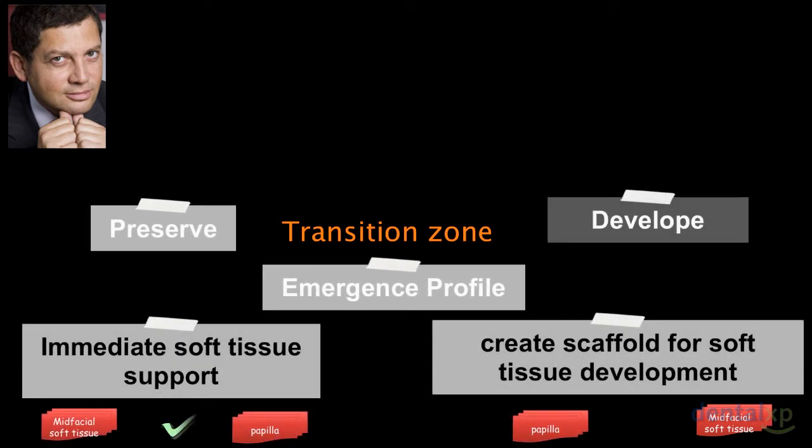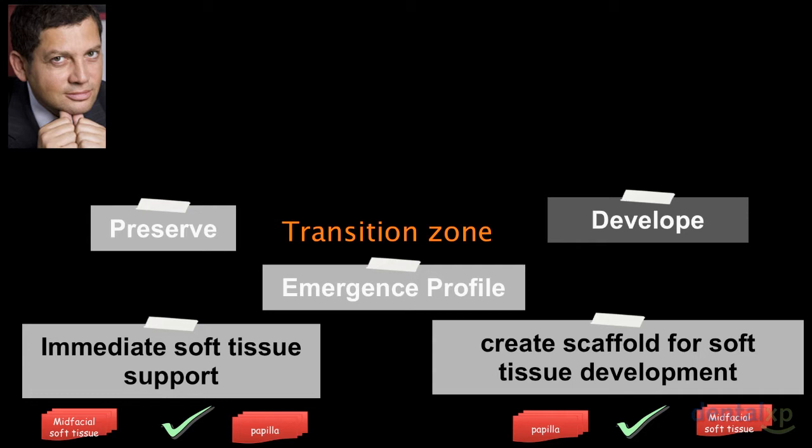So now when we look, what can we do to preserve? When we talk about preservation surgically and prosthetically for the midfacial soft tissue, but also for the interproximal papilla, we talk about immediate soft tissue support. This soft tissue support of the transition zone can be with a temporary, which is placed on an implant, but it also can be with the help of a Maryland bridge, which is made in such a way that it might support the soft tissue from collapsing after tooth extraction.